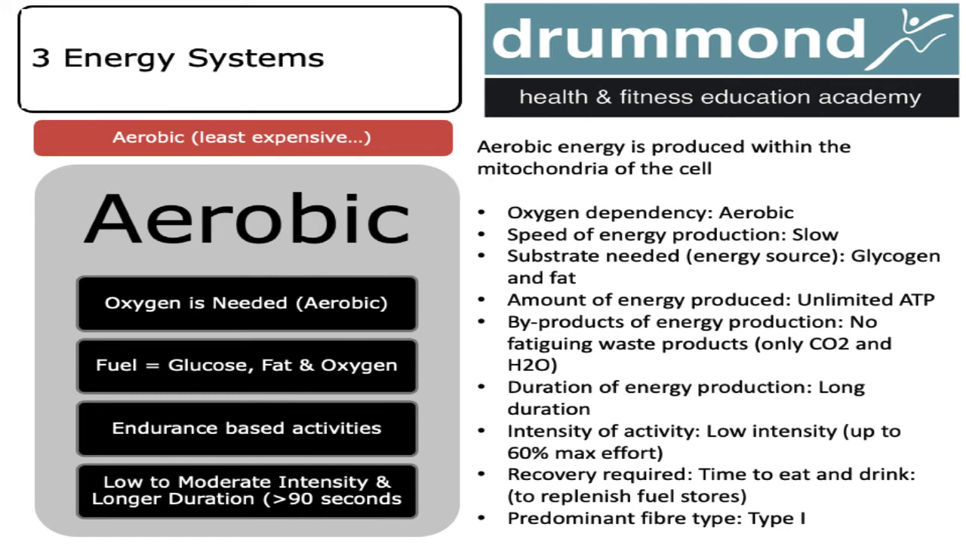The speed of energy production is much slower compared to the other 2 energy systems, and the substrates and energy sources that are required can be glycogen and or fat. The amount of energy produced is going to be unlimited. The byproducts of aerobic energy production are no waste products, but only carbon dioxide and water. The duration of the energy production is going to be far longer, which is why we refer to it as the least expensive energy system.